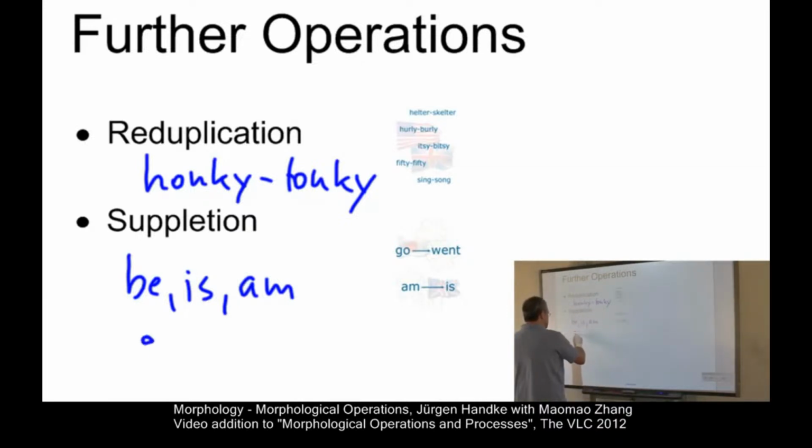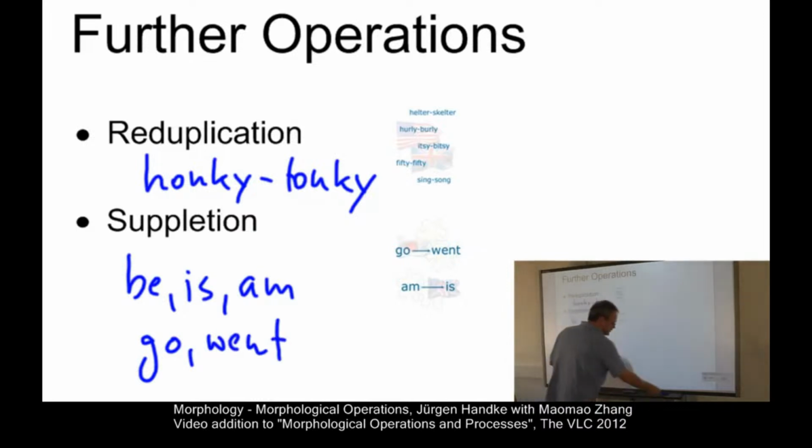Or the example go and went, where really it is impossible to relate went as the past tense form of go morphologically to its base. So suppletion is thus a morphological operation that expresses no systematic similarity between the forms of a paradigm.